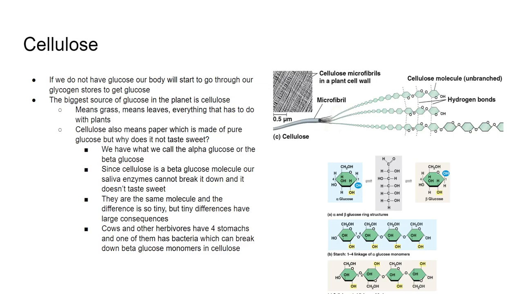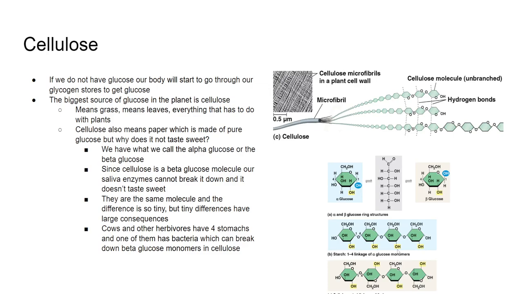So we have all this abundant source of glucose around us with cellulose, which is just literally everywhere, like trees, plants, grass, literally your front lawn, but you can't eat any of it because our saliva, or essentially our body, can't digest that beta glucose molecule.